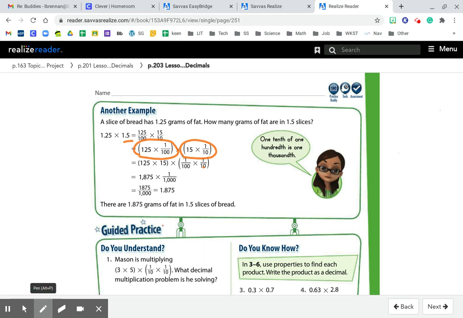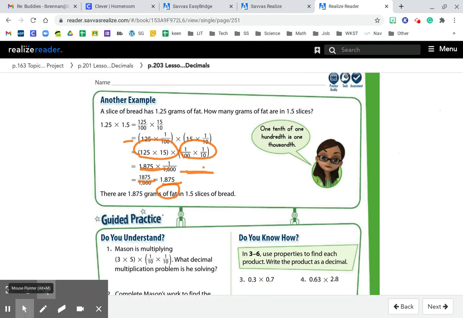They are the same values. We're rewriting them so we can move stuff around. So using the associative property of multiplication, we put the whole numbers over here and the fractions over here. So now we have 1,875 times 1/1,000. And we know when we are multiplying by base 10 and it's a fraction, the decimal is going to move 3 places in the other direction. So we have 1.875.